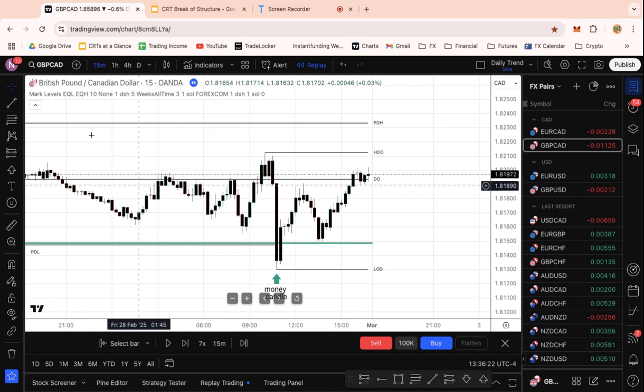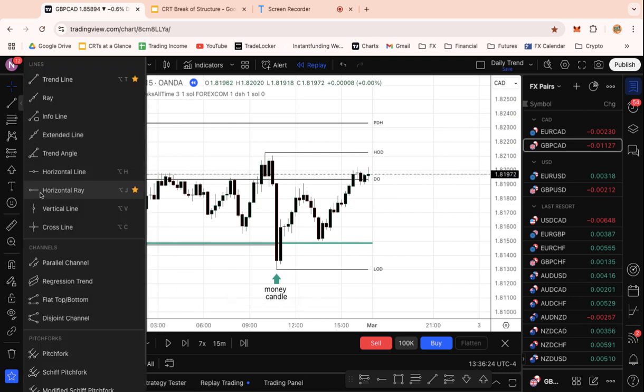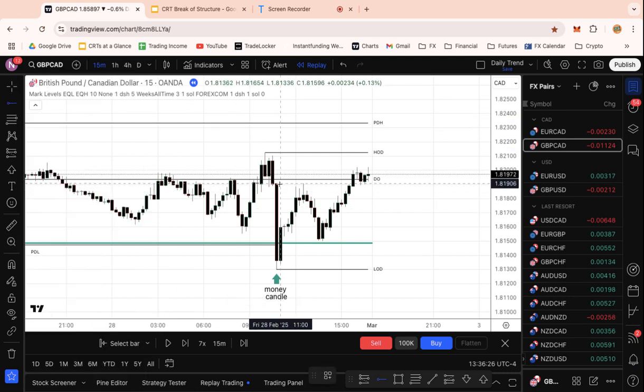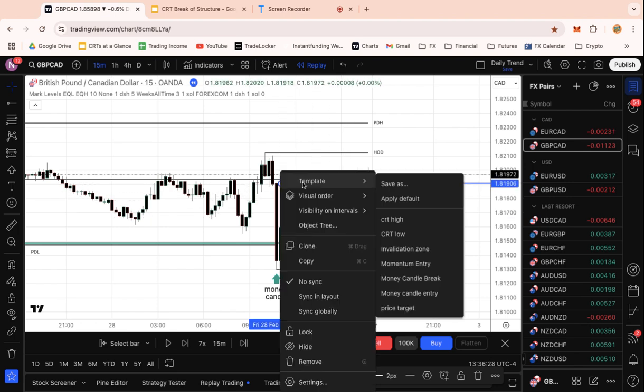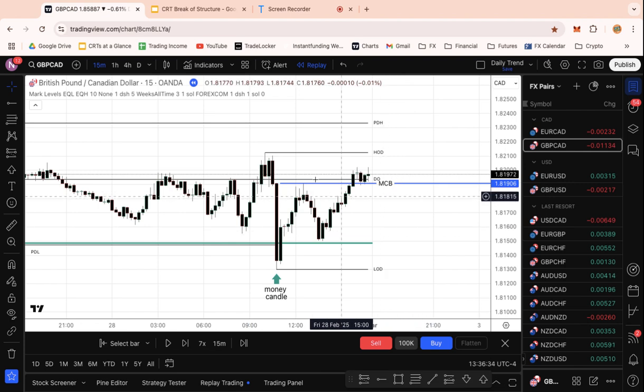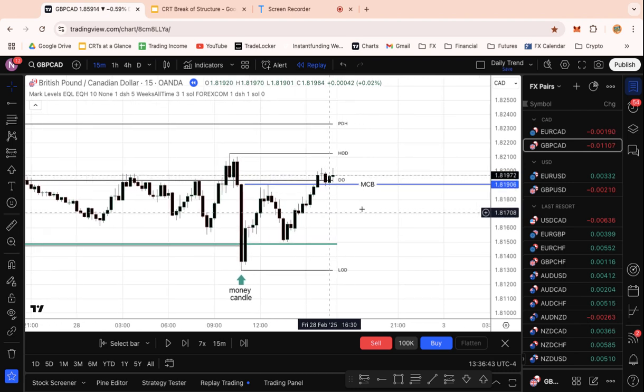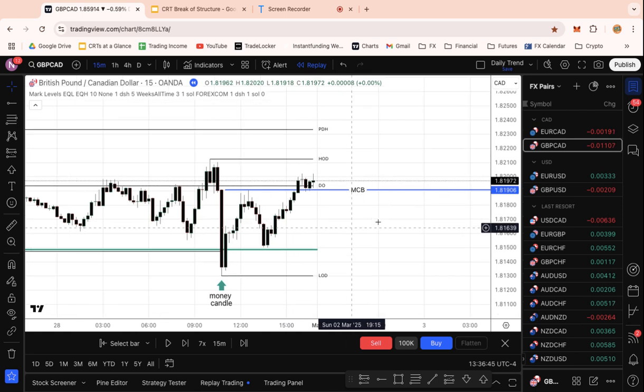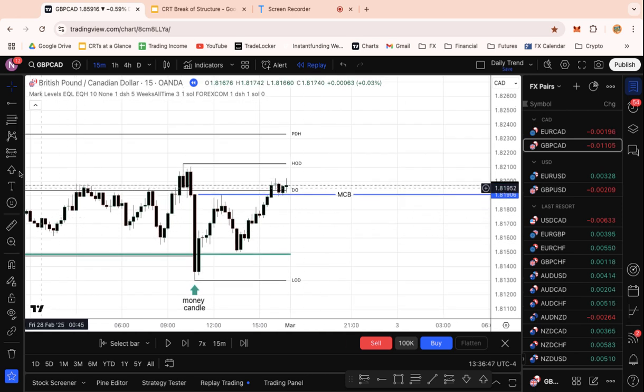Sticking purely to the rules, you would have had to see a close right here. That's technically our money candle break. So our entry zone really could be anywhere after it breaks. It doesn't break until about, what was this, 3:30, 3:45 p.m. Eastern Standard Time. So right at the daily open. And this money candle gave us a fairly sizable trading range.